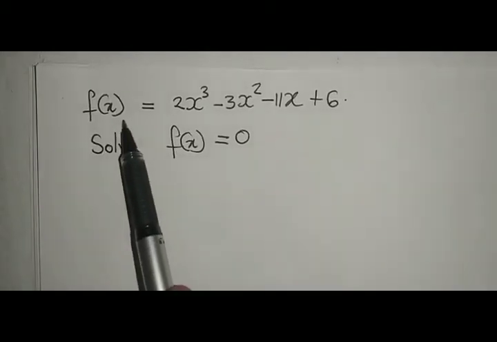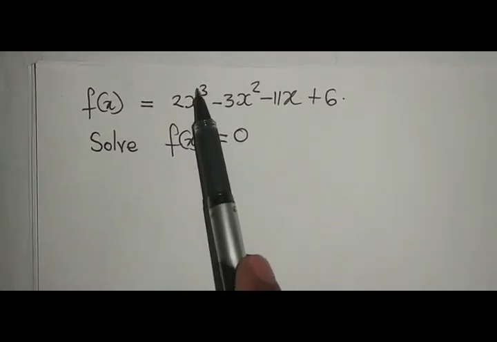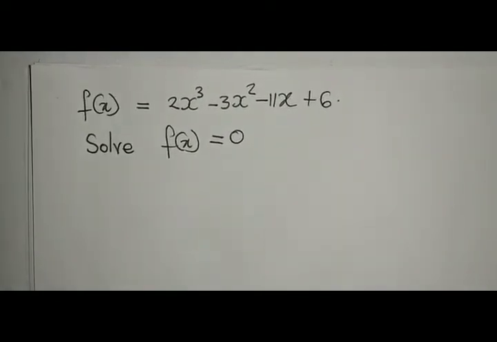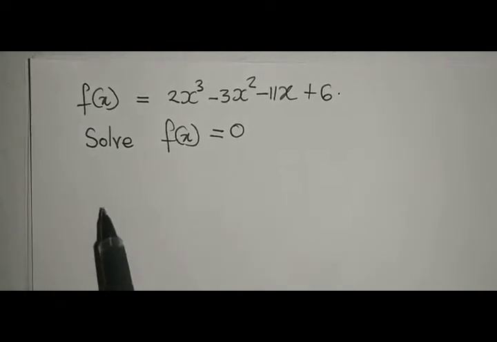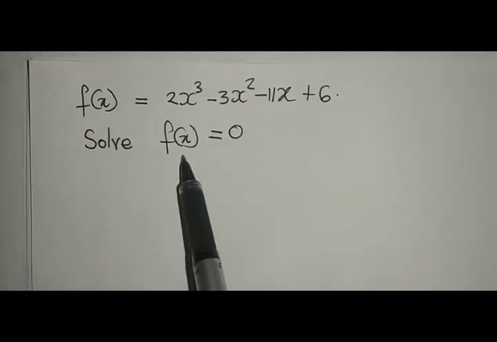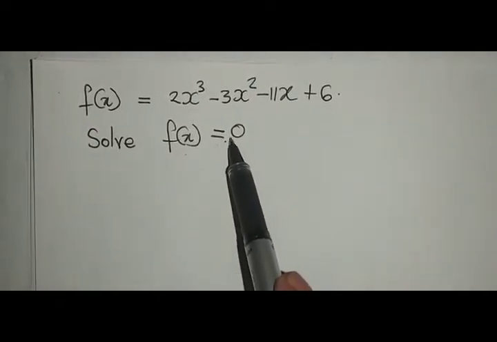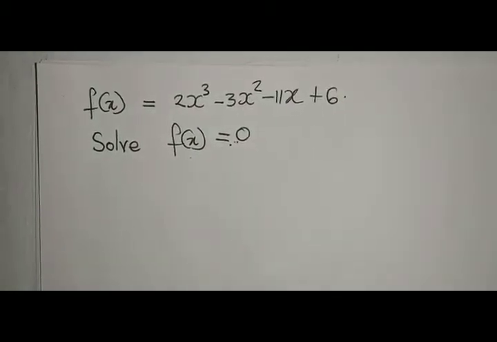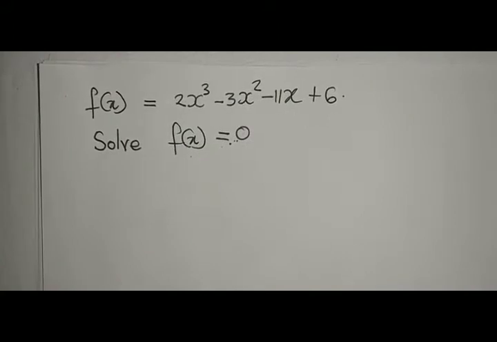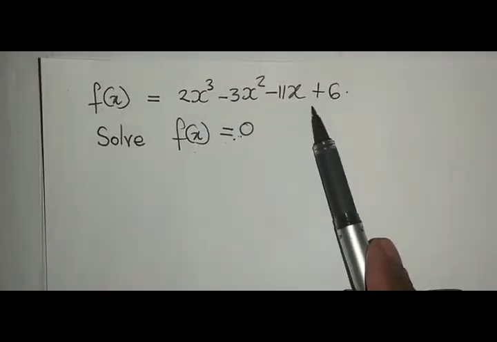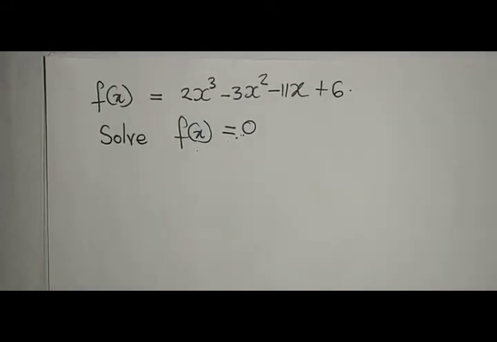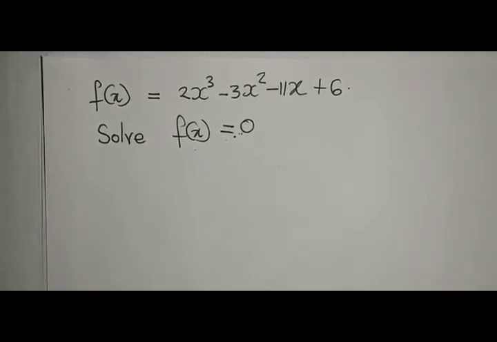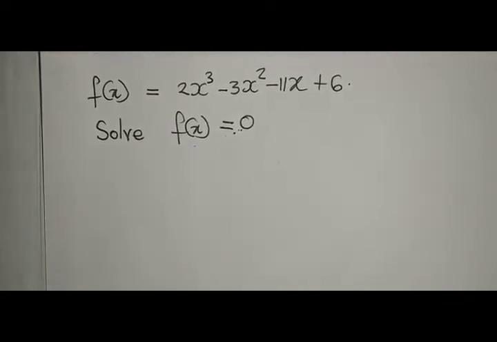Right, here we are given f(x) = 2x³ − 3x² − 11x + 6. All we want to do is solve the equation f(x) = 0, so we just want to solve this cubic equation. To solve for x, first we're going to factorize it, and after factorizing it, we are going to solve for the linear factors.